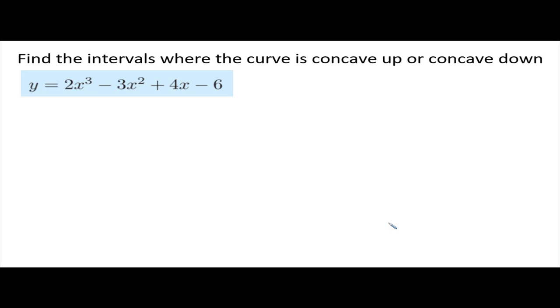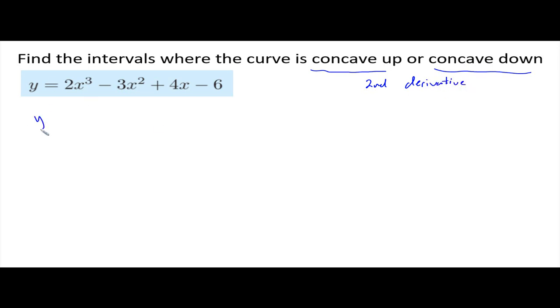Let's take a look at this example here. We need to find the intervals where the curve is concave up or concave down. So basically, when is this function concave up or concave down? Whenever you see these keywords, you have to remember that this problem deals with the second derivative. So I need to find the second derivative of the function.